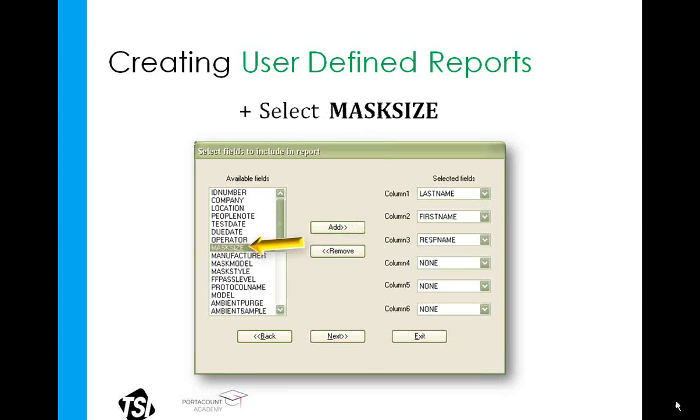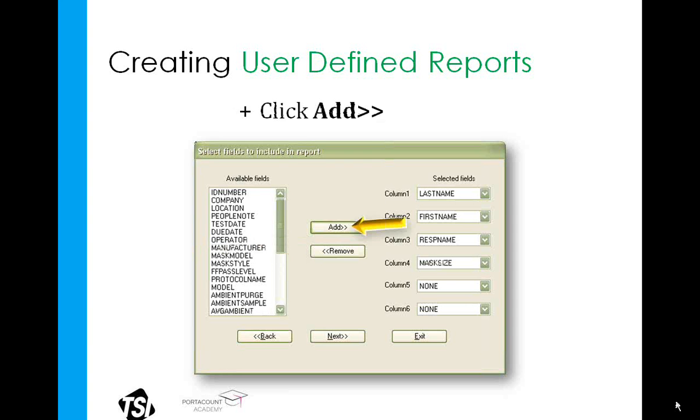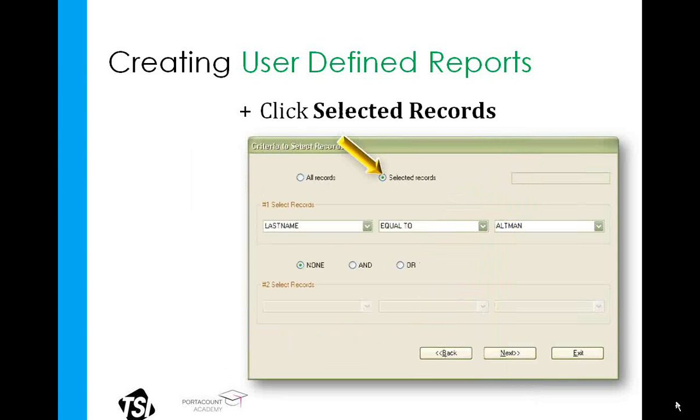Now, in this case, I also want mask size. Obviously, every fit test is according to one person and one specific make, model, and size of respirator. So I'm going to click on mask size, and I'm going to add that field as well. Now, that's column 4. I do have 2 more columns here that I could utilize if I wanted to. But in my example here, I'm happy with what I've got, so I'm going to go ahead and click on Next.